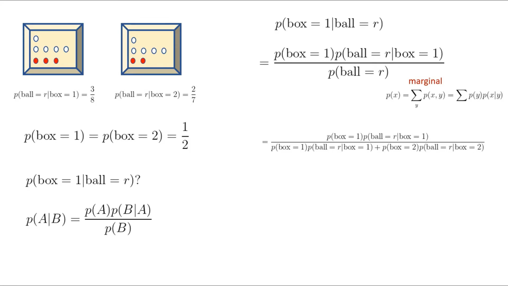Now, every single term in this fraction is known, so we can simply substitute them in. That is half for the probability the box is equal to 1, also half for the probability the box is equal to 2. And the given probabilities, as we have stated before, are 3/8 for box 1 and 2/7 for box 2. And voila, we have an answer of 21/37, which is approximately equal to 0.57. And that is that.